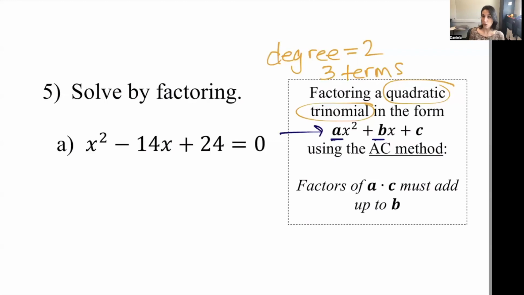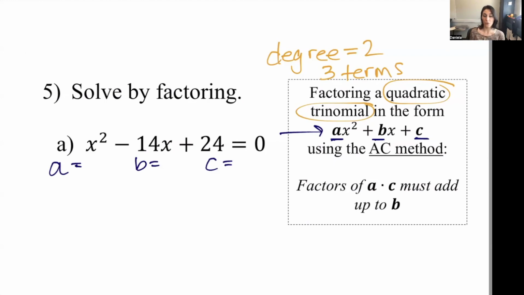B is the coefficient, or the number in front of x, and C is always the number that does not have an x attached to it. It's called a constant. So once you identify A, B, and C, then I'll talk about what the AC method actually is. First things first, I would always recommend you write A equals, B equals, C equals. Just identifying makes your life easier.